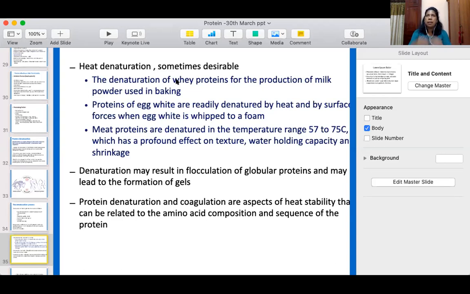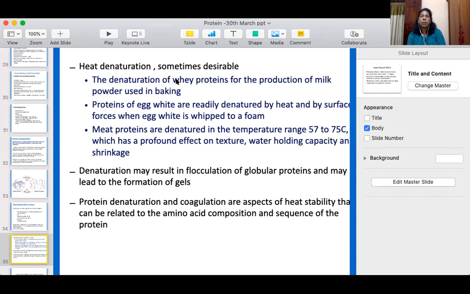Entrap the air and keep it as it is. So that is the nature we can use to go for a different type of food matrix, for producing food matrix. The third point is meat proteins are denatured in the temperature range 57 to 75 degrees, which has a profound effect on texture, water holding capacity and shrinkage.